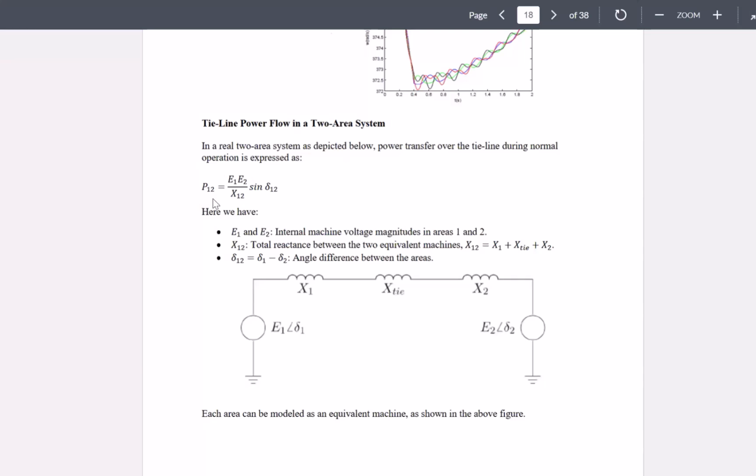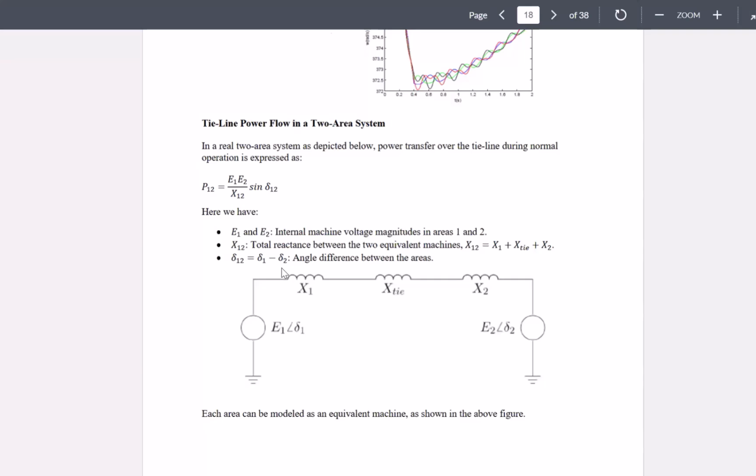Now, if you just ignore losses, you can see that the power that is going to be transferred between these two areas, the P going from area 1 to area 2, can be represented as E1 E2 over X12, where X12 is the sum of these reactances, times sine of delta 1,2, where delta 1,2 is delta 1 minus delta 2. So the transfer of power between these two areas has something to do with the difference in the power angles. If you assume that E1 and E2 and the reactance between the two areas remain almost constant, what changes the power transfer would be delta 1,2, which is the angle difference between the two areas.